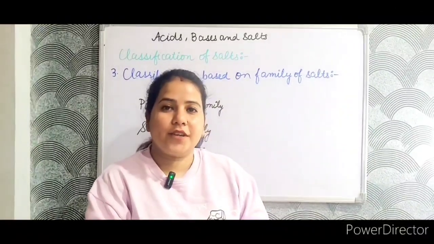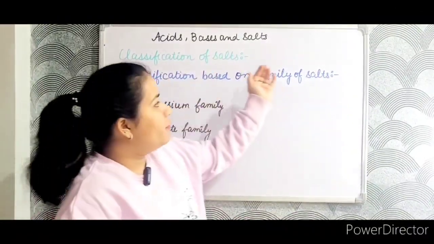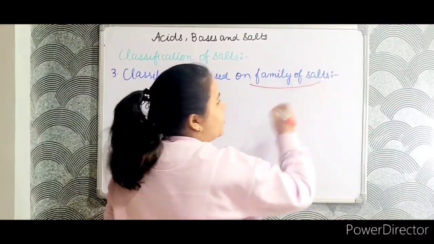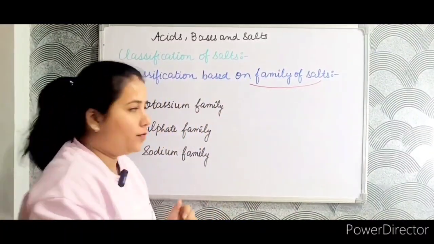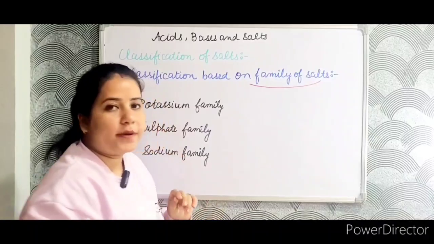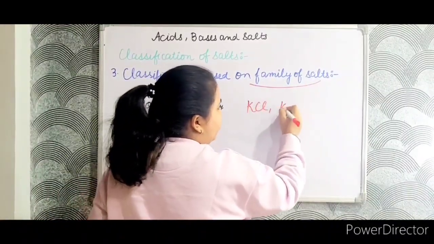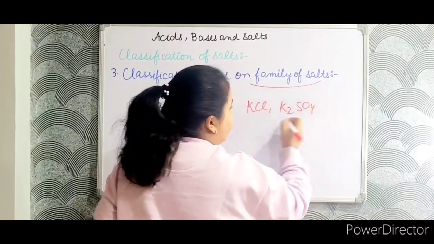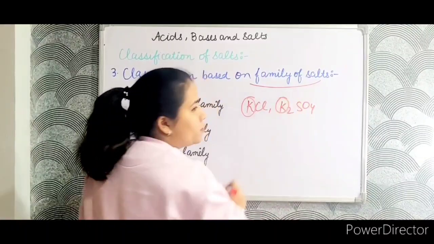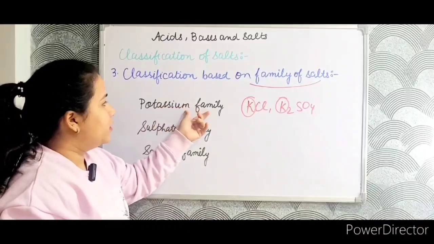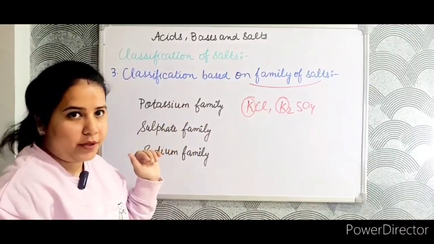Our next classification is based on family of salts. Now there is a common ion present in a salt. For example, first one is potassium family. Examples are KCl, K2SO4. Here potassium ion is common in both the salts, so it is categorized in potassium family.